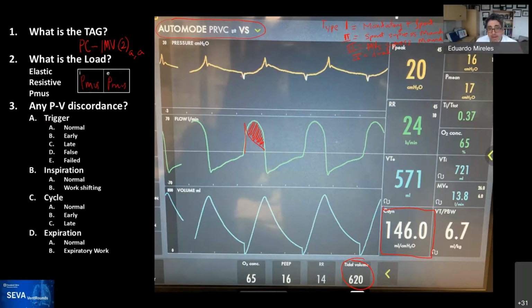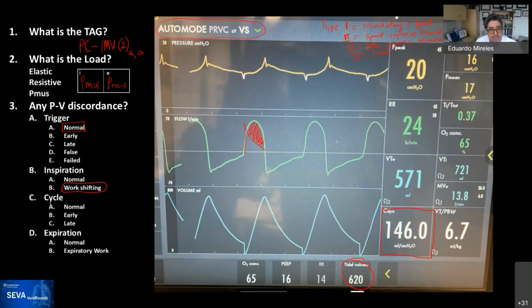In terms of trigger, I think the trigger is pretty decent. It triggers and it doesn't go below the baseline, so I would call it normal. I'll wait for any tomatoes flying my way, but I think it's triggering appropriately. But there is a fair amount of work shifting. It doesn't drop below the baseline, but this patient is doing all the work. So in this case, it's only patient, no machine doing the effort.